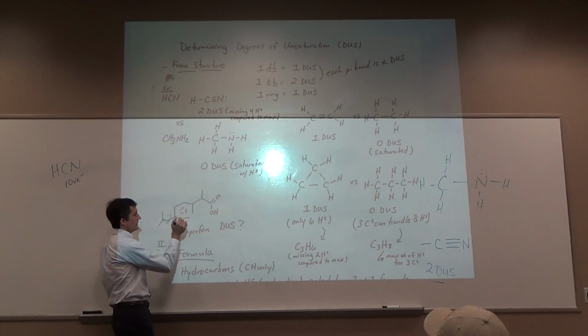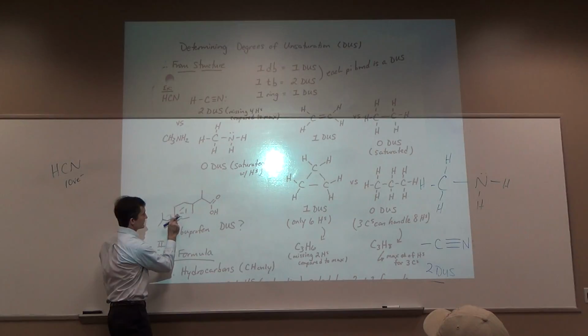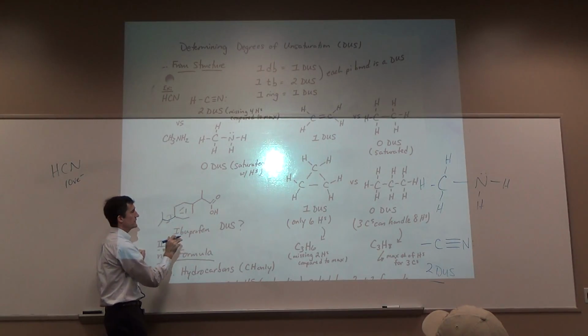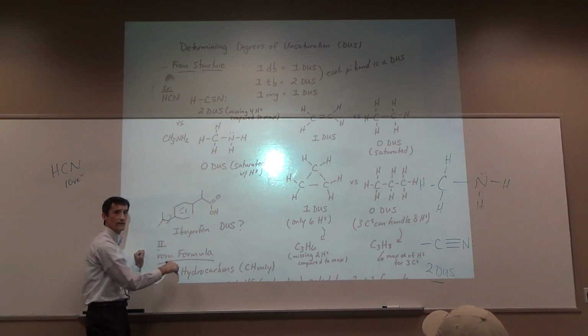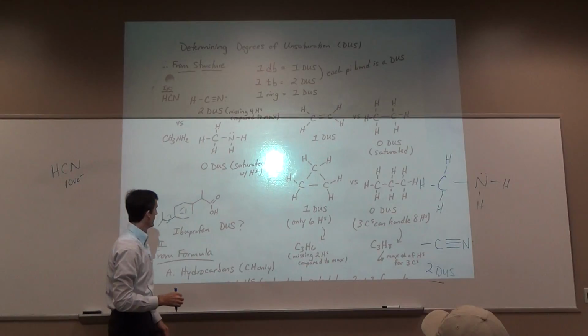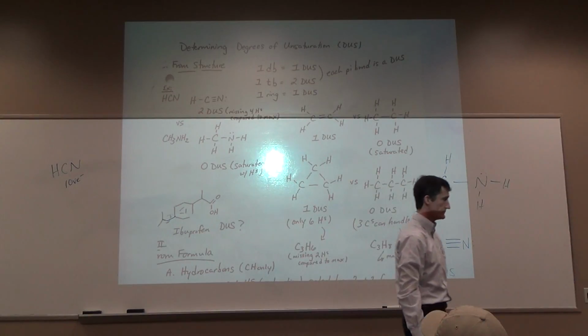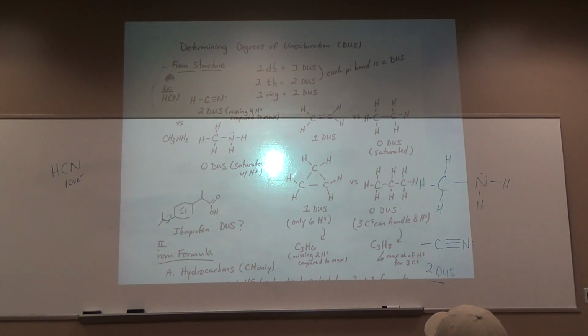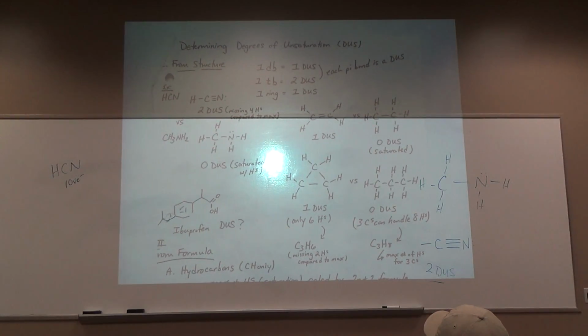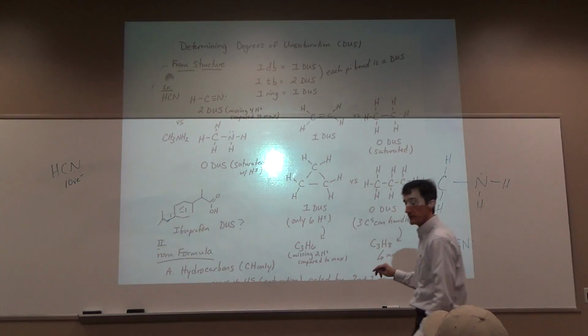I see, this is a pi bond. It's just not drawn precisely. I see 3 pi bonds, 4 pi bonds. Okay, we haven't done hybridization yet. 4 pi bonds in a ring, 5 DUS. Okay? It's 5 DUS. This will help you down the road. We're introducing it. We'll start using it.